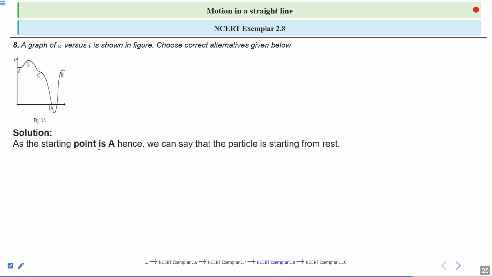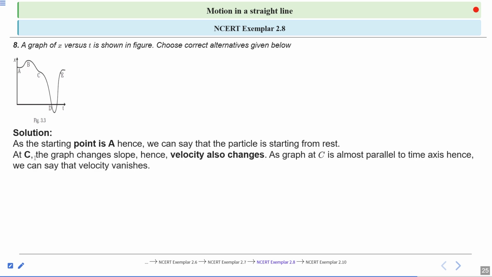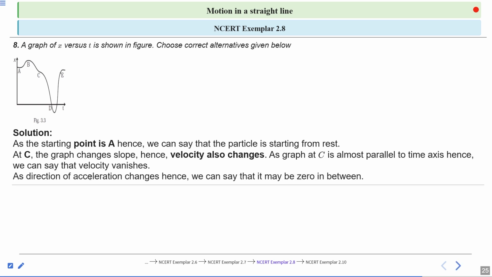As the starting point is A, we can say that the particle is starting from rest. At C, the graph changes slope. Hence the velocity also changes. As the graph at C is almost parallel to the time axis, we can say that velocity vanishes. As direction of acceleration changes, we can say that it may be 0 in between.